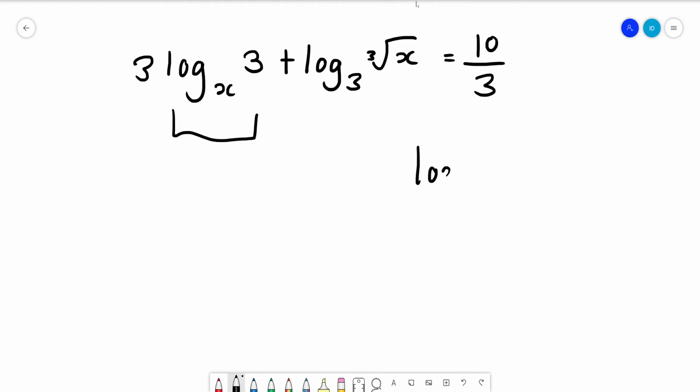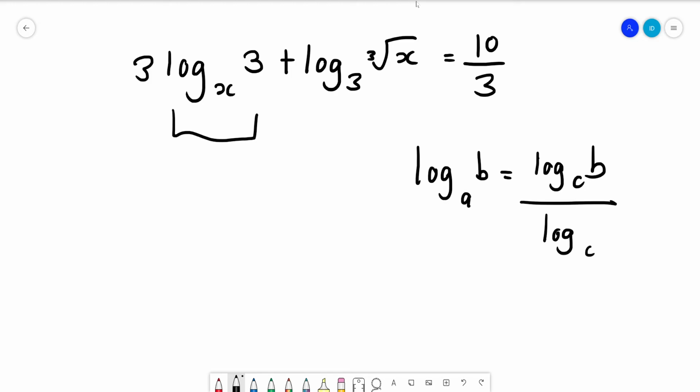We have, let's say, log base a of b is equal to log base c of b over log base c of a. C is the log base that we want. Okay, and I'd rather draw the line here so that I can separate the numerator and the denominator.